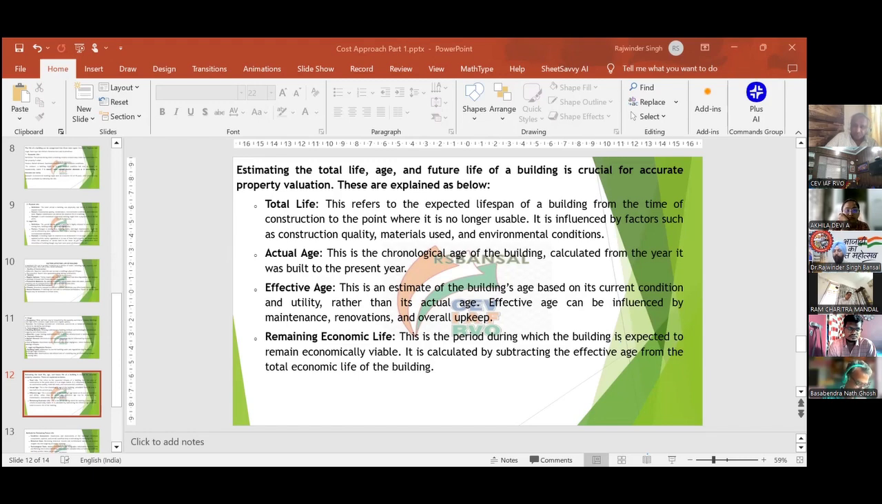So actual life of the building is the chronological age of the building, calculated from the year it was constructed to the present year. So this is important for calculation of depreciation for your building, the actual life and total life.